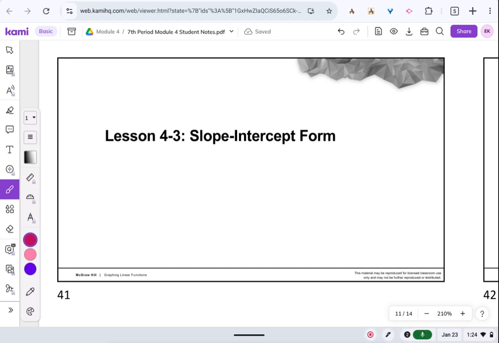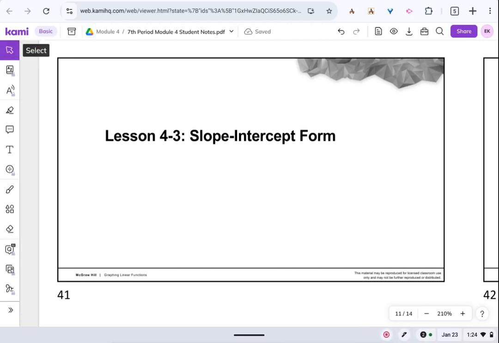All right, so we're going to do the first part of lesson 4.3 today. This is going to talk about slope-intercept form, which is something that hopefully you've seen before, but if you haven't, I'm definitely going to do a good review over what it means and what it looks like.